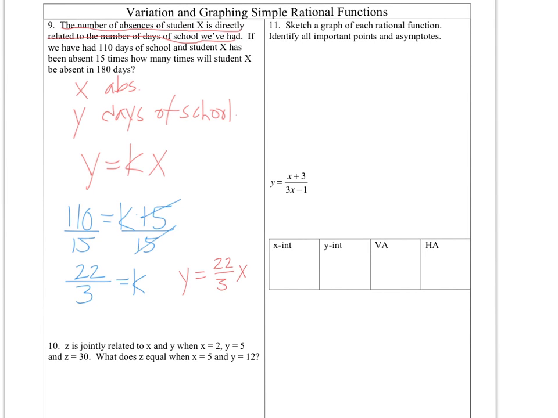All right. How many times will student X be absent in 180 days? So that's going to be my x value. I have the days of school here. That's 180. I want to know the days of absences. Okay, so I'm going to plug in 180 for y: 180 equals 22 over 3 x. And I'm going to multiply both sides by 3. Awesome. I get 540. This is a lovely set of numbers. Over 22 is equal to x.